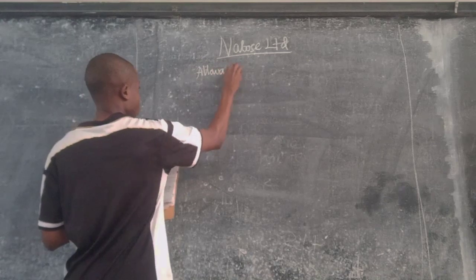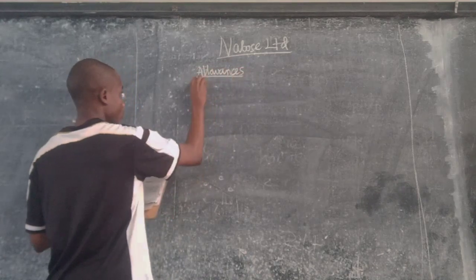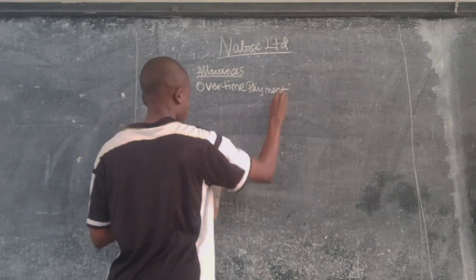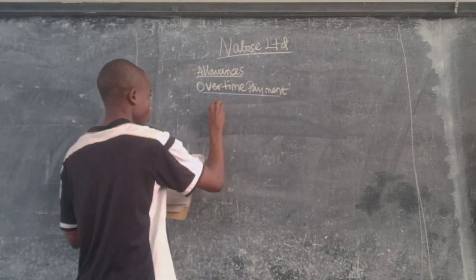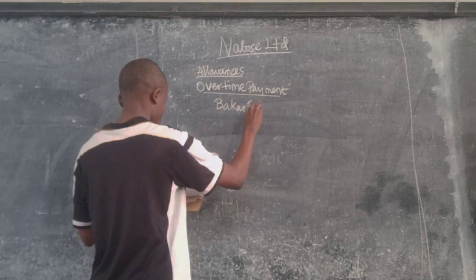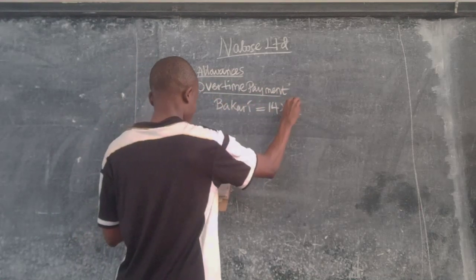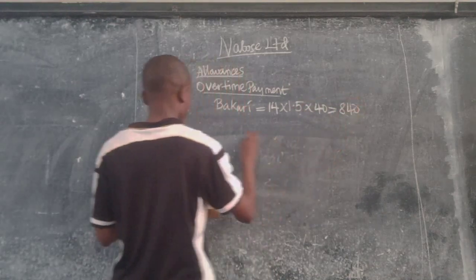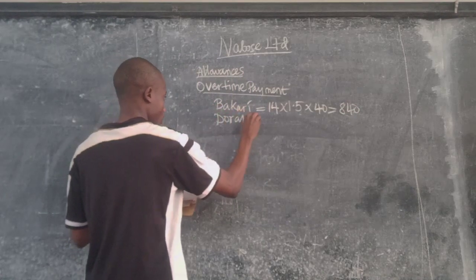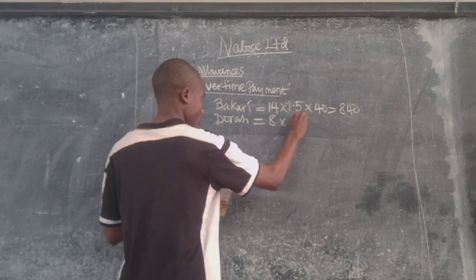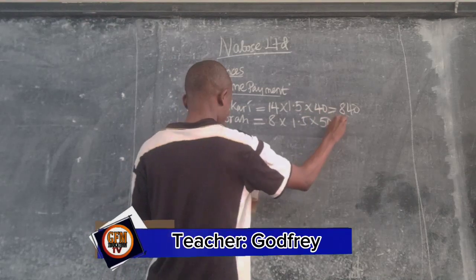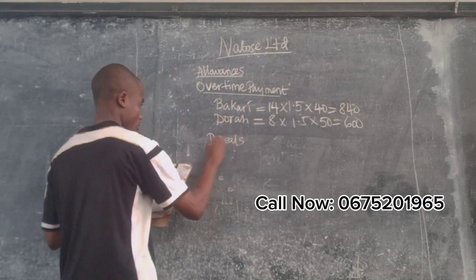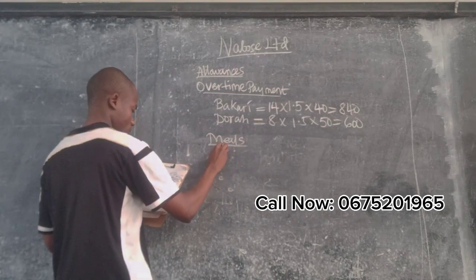After calculating basic pay, you have to calculate allowance for everyone. First allowance was overtime payment. And the people who have overworked were Bakari and Dora. Bakari had overworked for 14 hours, so 14 times 1.5 times 40 basic hours, you'll get 840. But Dora has overworked for 8 hours times overtime rate 1.5 times 50, you'll get 600. Those were the overtime payment allowance.